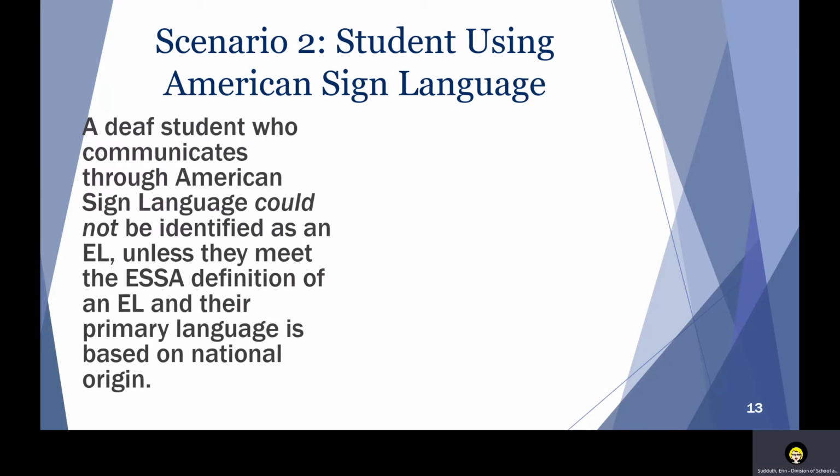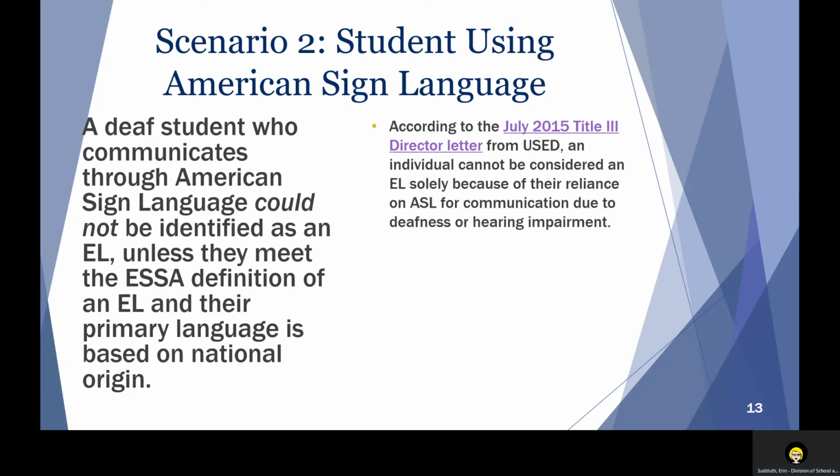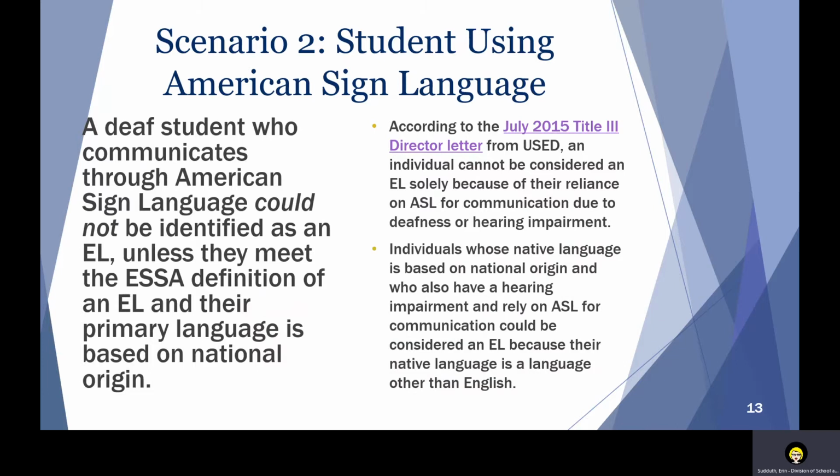Scenario 2: a deaf or hearing impaired student who communicates through American Sign Language could not be identified as an EL unless they meet the ESSA definition of an EL and their primary language is one based on national origin. According to the July 2015 Title III Director Letter from USED, an individual cannot be considered an EL solely because of their reliance on ASL for communication due to deafness or hearing impairment. Individuals whose native language is based on national origin and who also have a hearing impairment and rely on ASL for communication could be considered an EL because their native language is a language other than English.